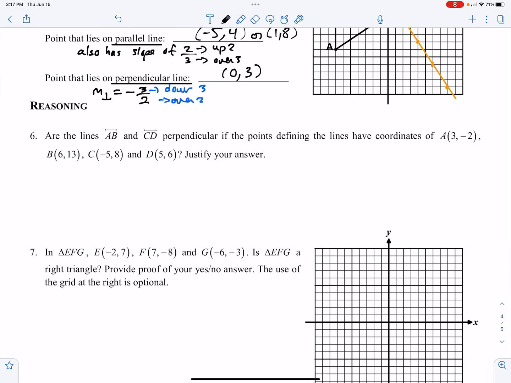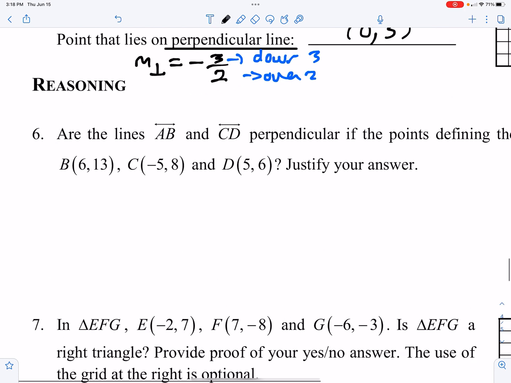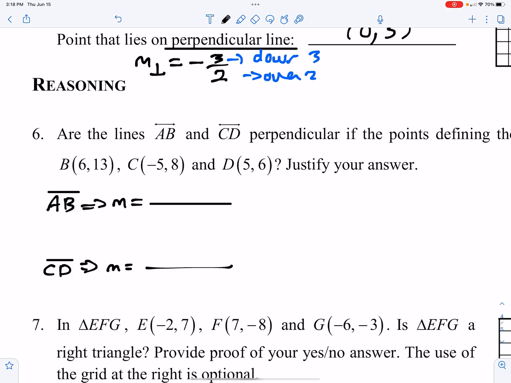Okay, now we get into our reasoning section. It says, are lines AB and CD perpendicular if the points defining the lines have the coordinates A (3, -2), B (6, 13), C (-5, 8), and D (5, 6)? Justify your answer. Okay, so let's find the slope of these first. So AB, find the slope. Okay, and then CD, we're going to find the slope.